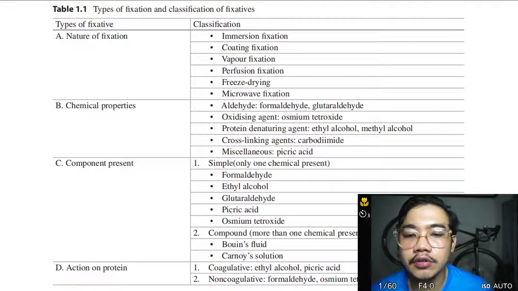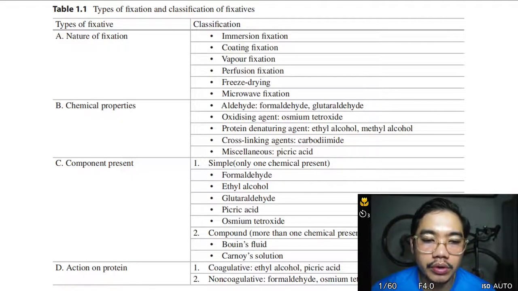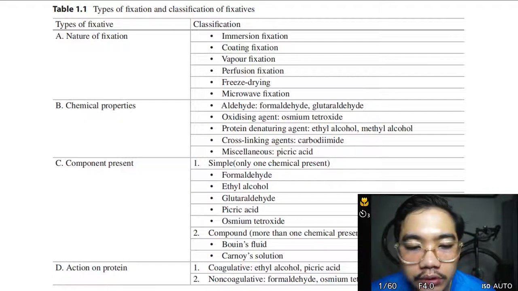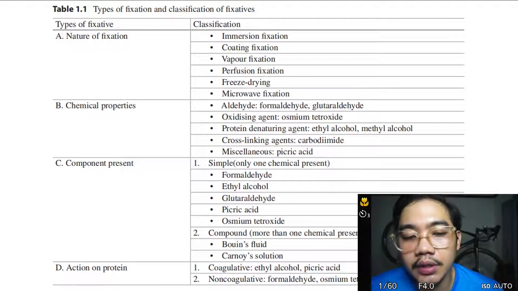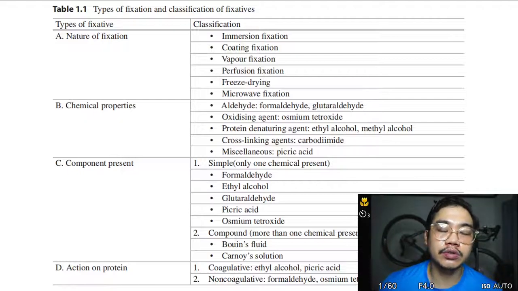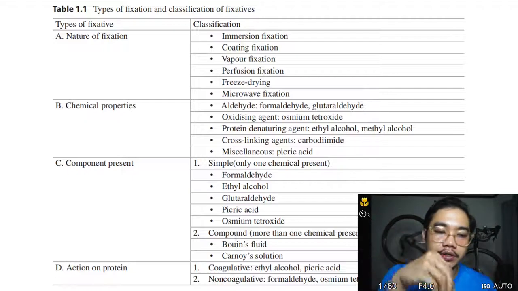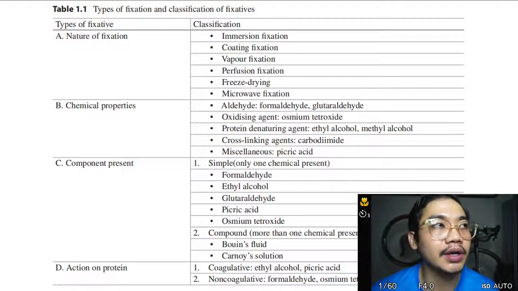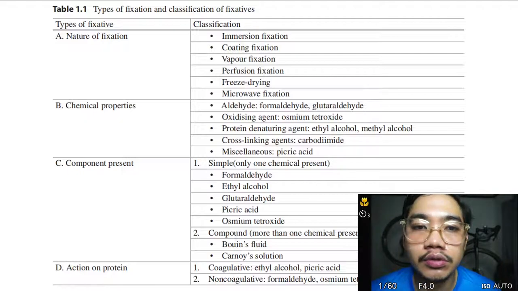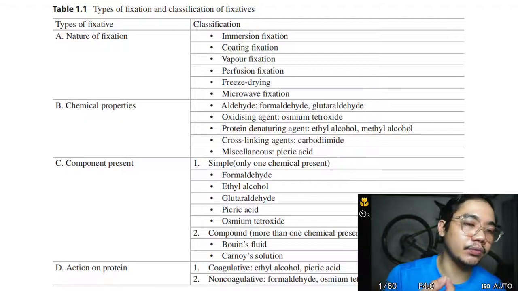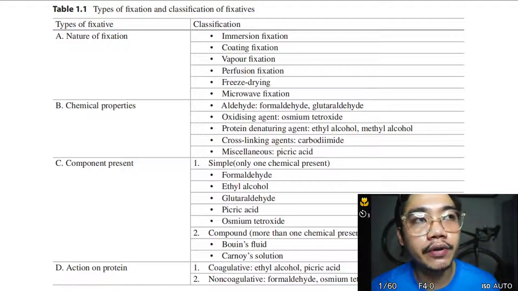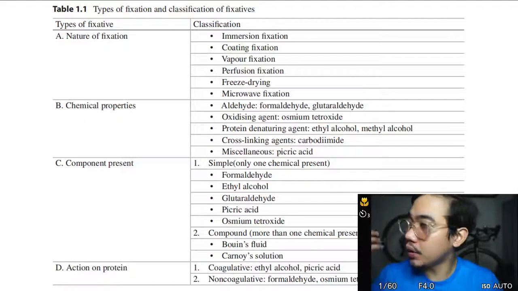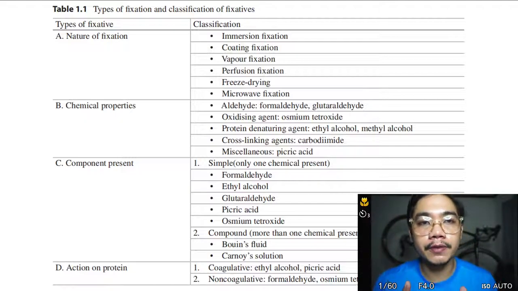So this is a short table. The types of fixatives. We have the nature of fixation. First, immersion fixation. Immersion fixation is when you have a piece of tissue and you immerse it in the fixative, like what we usually do. We put the piece of tissue, the one that we got from the patient, either the breast, eye, nose, testis, intestine, ovaries, all of it, we immerse it in the fixative.